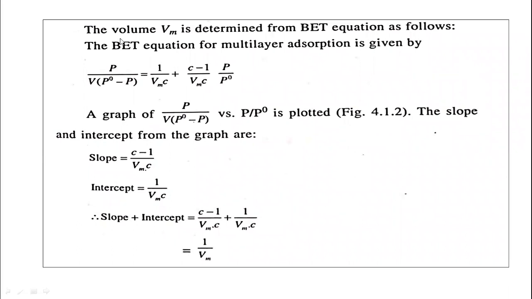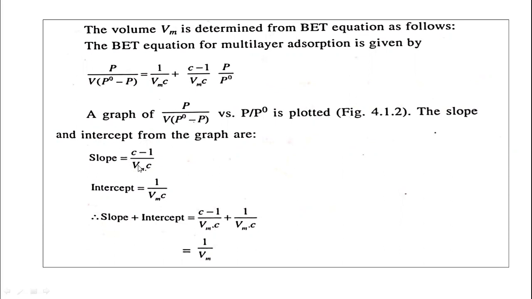The volume Vm is determined from the BET equation as follows. The BET equation for multilayer adsorption is given by P upon V into (P0 minus P), and that graph is already explained by us. So the slope is equal to (C minus 1) upon Vm into C. This is the slope here, and this is the intercept. So let us do the addition of these two, slope plus intercept.